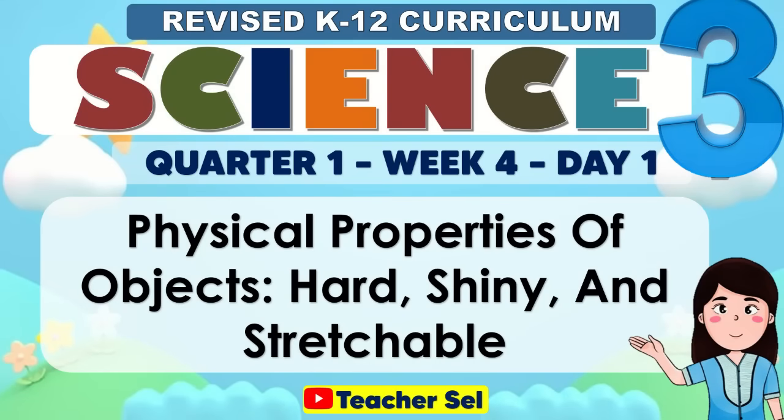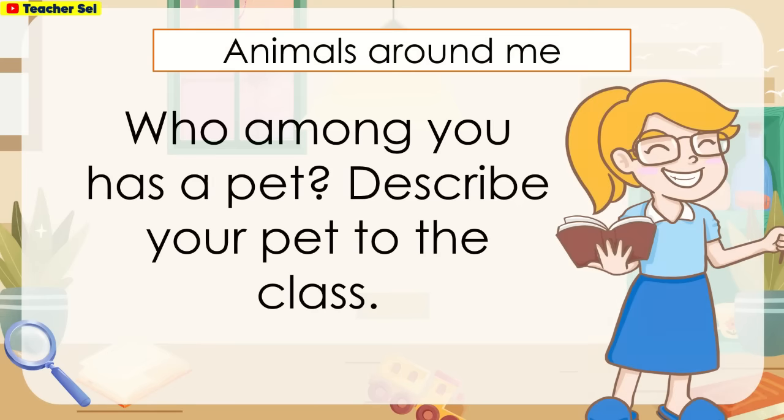Revised K-12 Curriculum Science 3 Quarter 1 Week 4. For Day 1, our topic is all about physical properties of objects: hard, shiny, and stretchable. Animals around me. Who among you here has a pet? Describe your pet to the class.